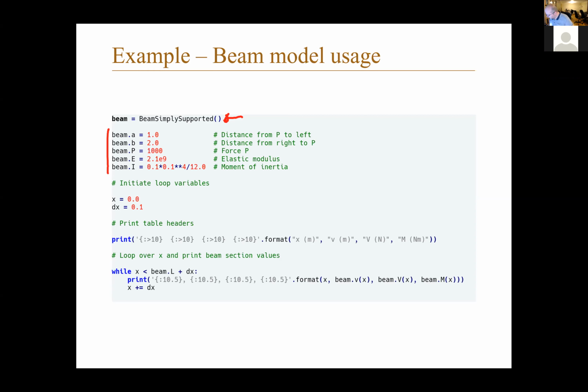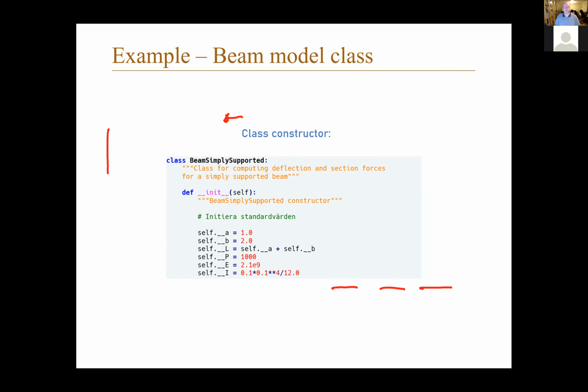There are methods called V, and to get the section forces and moments at a certain position of the beam. So if I look at the class constructor for this, it looks like this. Here I also use hidden properties. So these are my hidden member variables, so the user can't access them directly. I also have a special one called L, which calculates the total length of the beam.